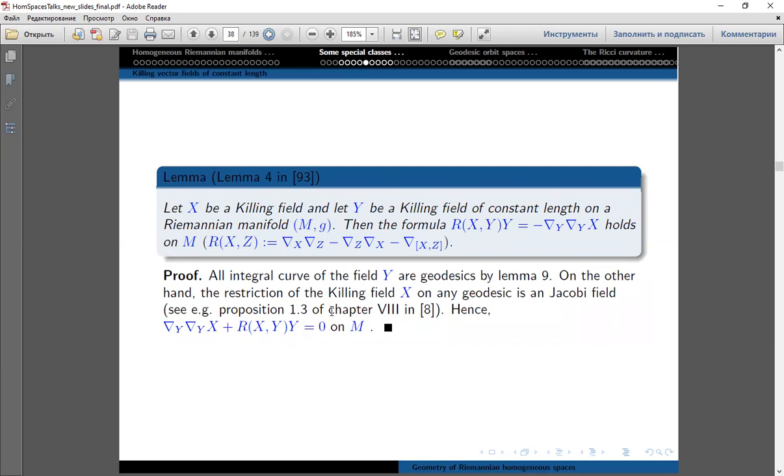Yes. Another very important, very helpful lemma. If X is a Killing vector field and Y is a Killing vector field of constant length on a Riemannian manifold, then we have this formula for the Riemannian curvature tensor R. And this formula is also very helpful in various computations with some special homogeneous manifolds. The proof is very easy. I will skip it.